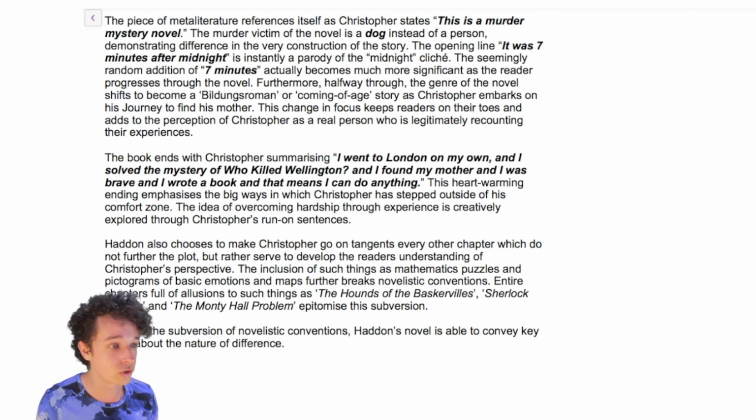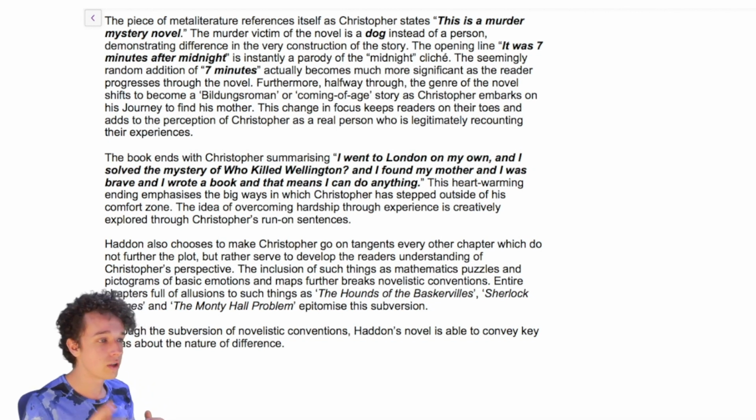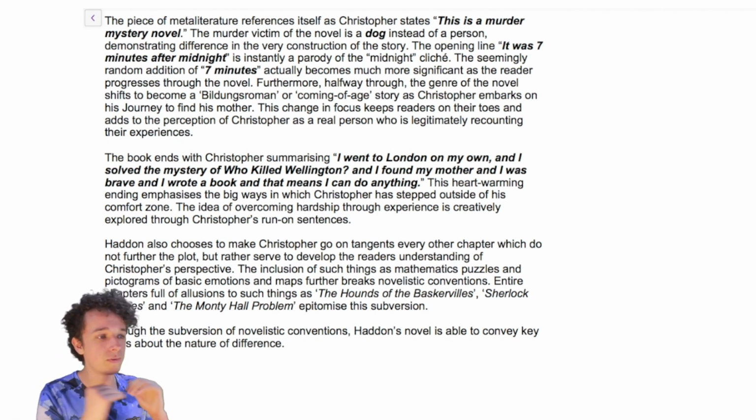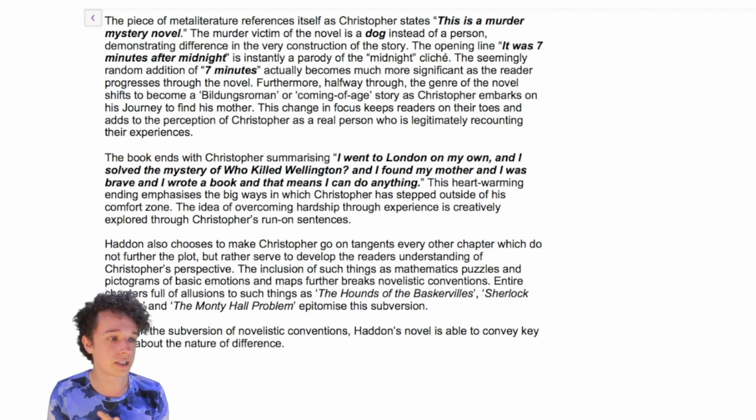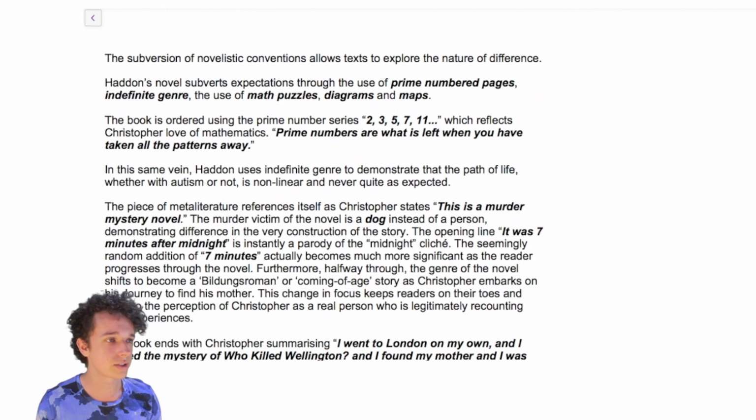Entire chapters full of allusions to such things as the Hounds of Baskerville, Sherlock Holmes, and the Monty Hall problem epitomize this subversion. Through the subversion of novelistic conventions, Haddon's novel is able to convey key ideas about the nature of difference.